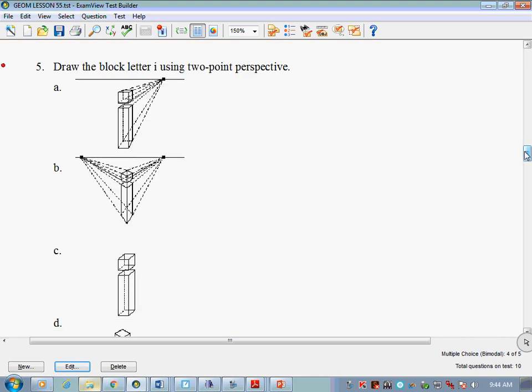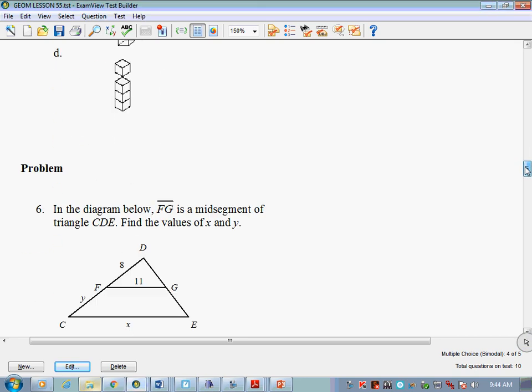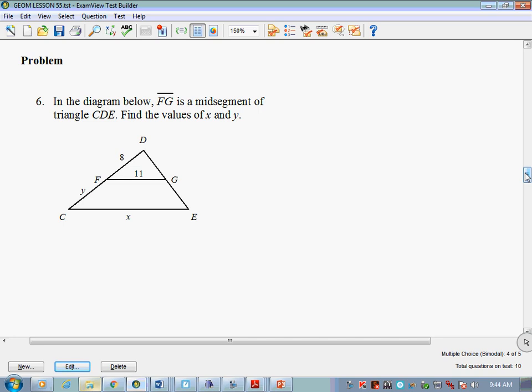Number 5 is kind of the same thing. 2-point perspective, just so you're aware of this, draws things back to 2 points. It's just what you see here and here, the 2-point perspective using the letter I. So B is our answer there. A is an example of 1-point perspective. Okay, let's look at number 6.